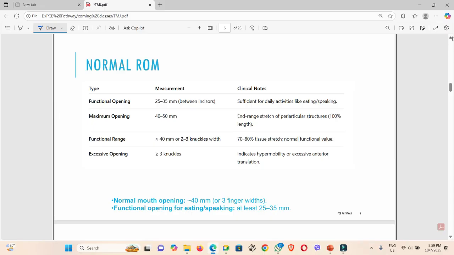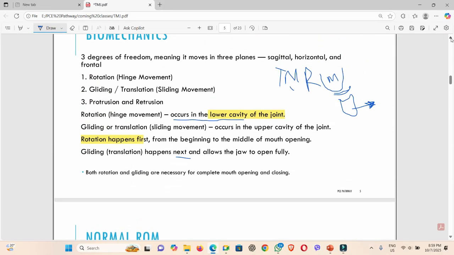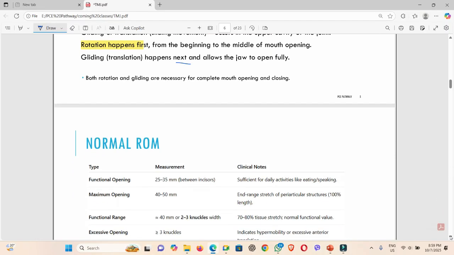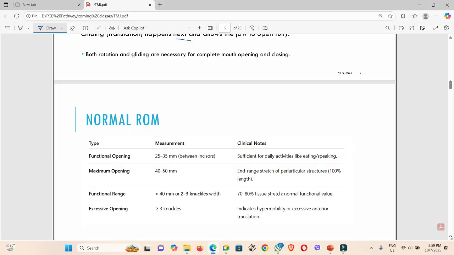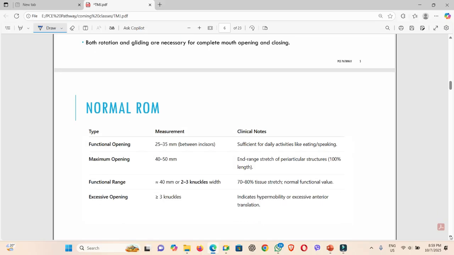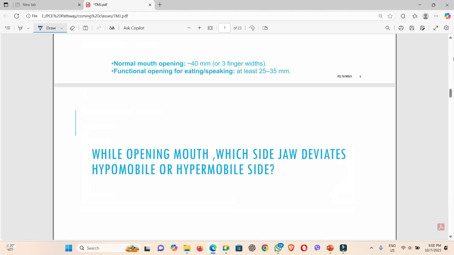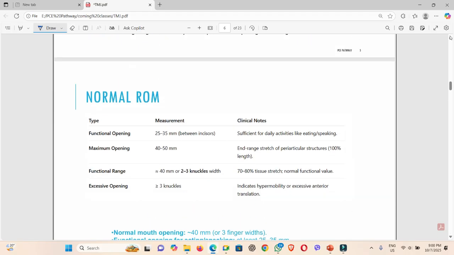Sir, I just wanted to ask, in what direction is the glide in mouth opening? It is a concave-convex joint, right? Which one is moving? Concave is moving, right? So if concave is moving on convex, what is the rule? Same direction. Whenever there is a concave-convex joint, we apply the same principle, whichever joint is moving. If it is convex moving on concave, then it is opposite. Otherwise, it is in the same direction.